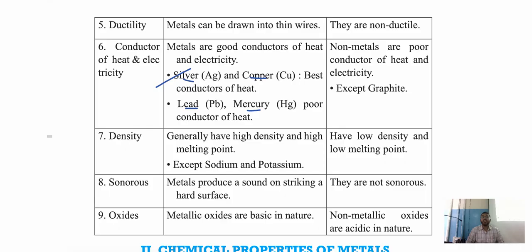It means that if you want to transfer the current over a longer distance and without wastage of current, then we use silver and copper. If you use silver and copper, you will get less wastage in the supply of current.